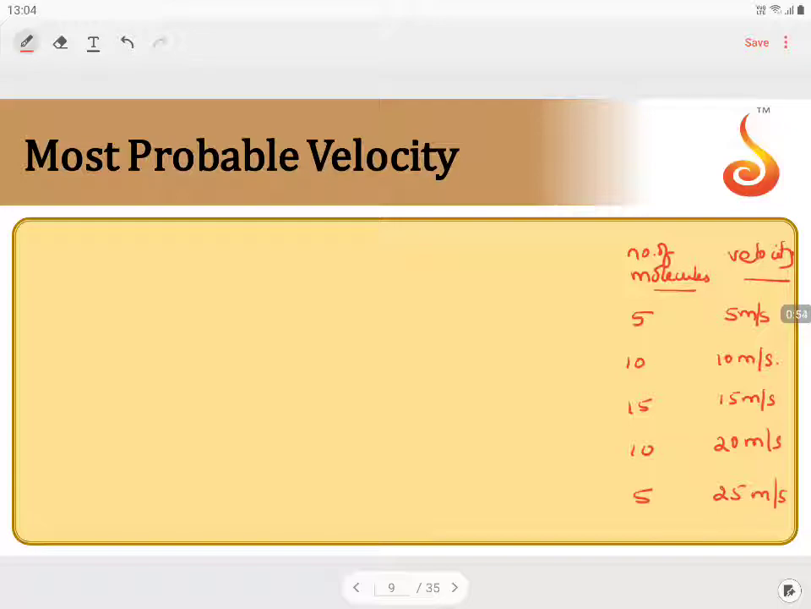Let us understand this particular one graphically. If I represent this, standing with the 5, standing with 10, 15, this is the number of molecules. And here is 5, here is 10, here is 15, here is 20, here is 25. If I'm taking this, you can see the molecules moving in this way. Graphically it will reach to the top and we'll come back to this. This is how the graphical representation comes to be.